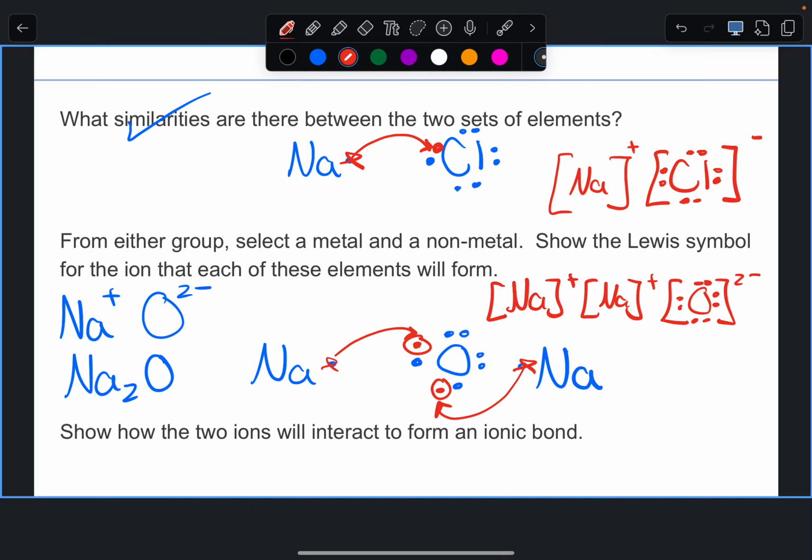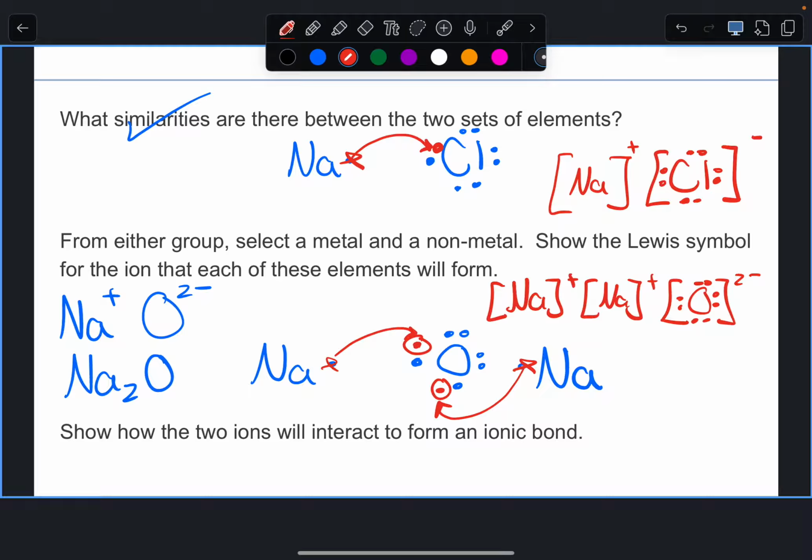Now, the text says "show," sometimes I wrote this, so I'm like, why does it say that? Well, I don't know, because I was not thinking clearly. Show how the 2 ions will interact to form an ionic bond. That's all you can show. They interact because the positives and the negatives stick together.